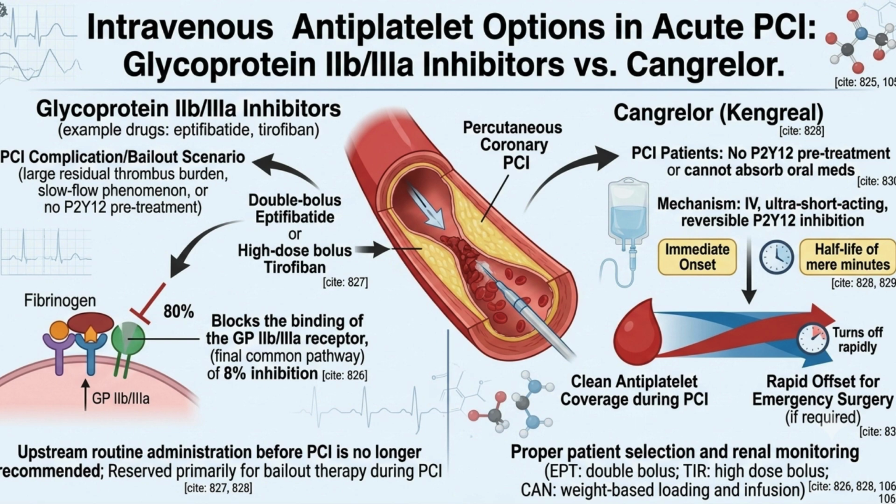Today, their role is primarily reserved for bailout therapy during a PCI when a clinician encounters high-risk features such as a large residual thrombus burden, slow flow phenomenon, or instances where a patient didn't receive adequate pre-treatment with oral P2Y12 inhibitors. Routine upstream administration before PCI is no longer recommended.